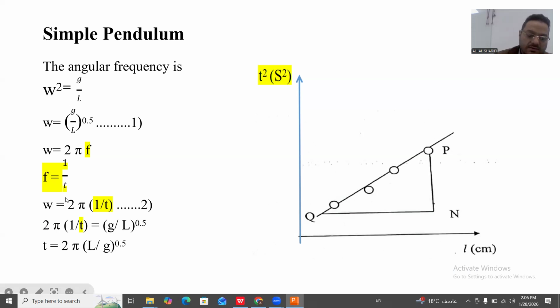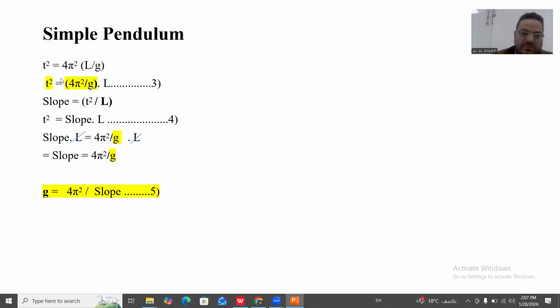It's equation number 2. Equations 1 and 2 have the same angular frequency, so we can say 2 pi multiplied by 1 divided by t equals the square root of g divided by L. Let's calculate t from these two equations: t equals 2 pi multiplied by the square root of L divided by g. Let's square this formula to get t squared equals 4 pi squared multiplied by L divided by g, the acceleration.